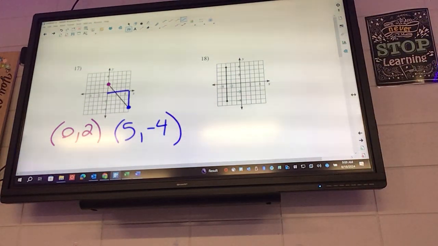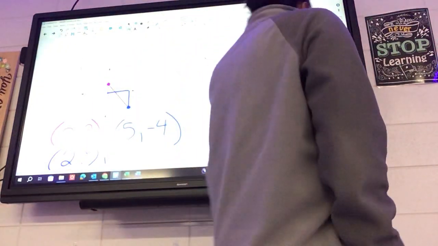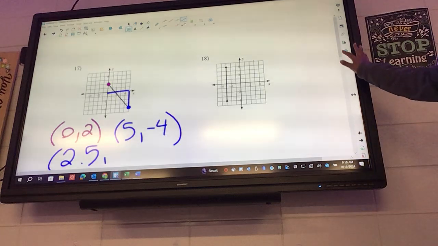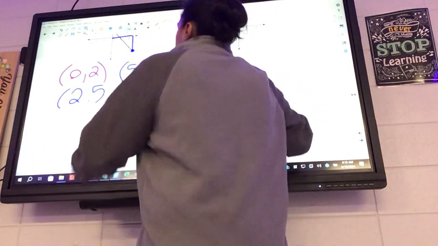Okay, on your calculator, you're going to take the x's and add them together. So 0 plus 5 divided by 2 is 2.5. And then we have 2 plus negative 4 divided by 2. Negative 1.